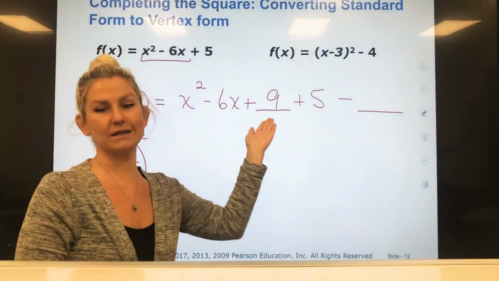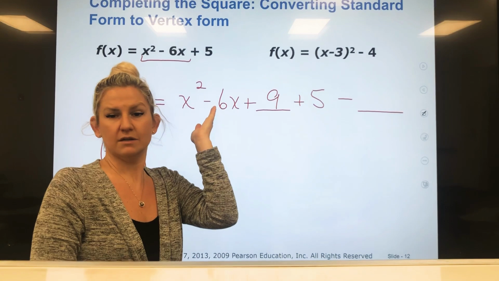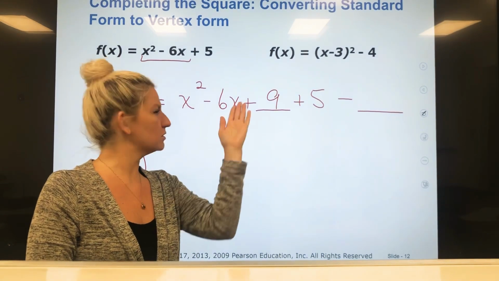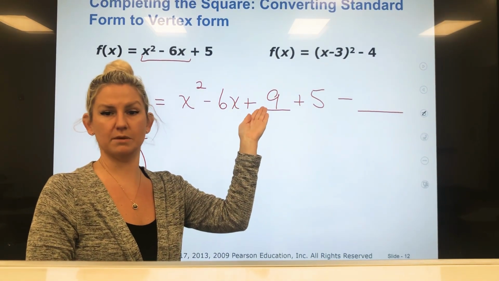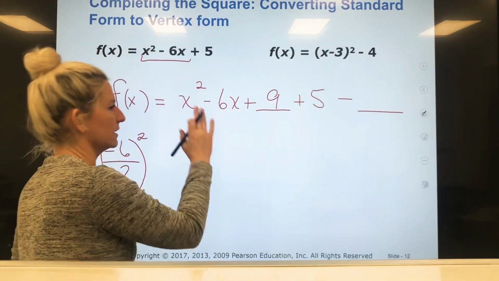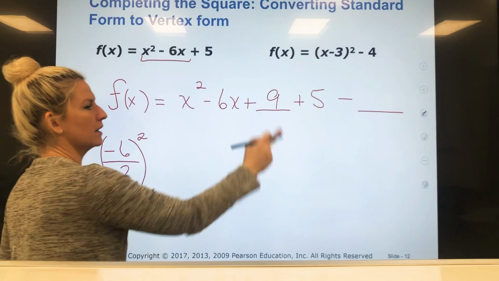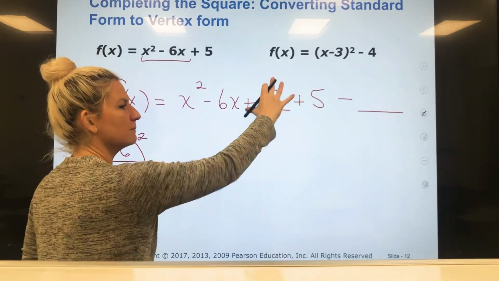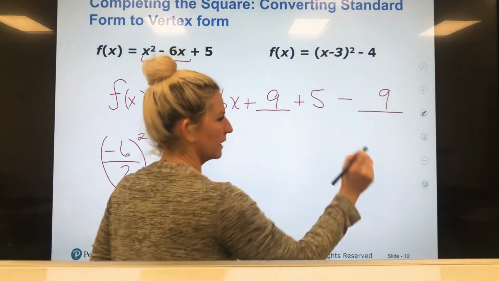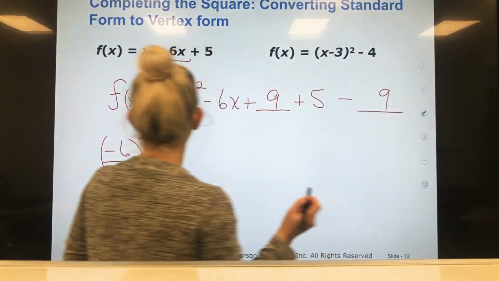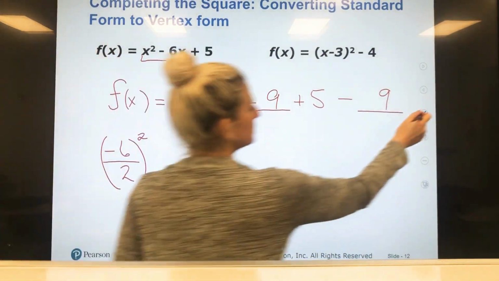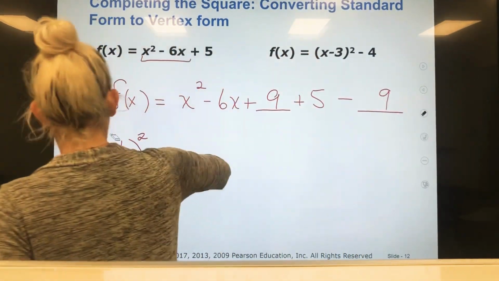It's always going to be positive, because a negative times a negative is positive, so you don't even have to worry much about the sign. I'll say it again: half of negative 6 is negative 3, and negative 3 squared is positive 9. So I'm adding 9, and then I'm going to subtract 9. Now, I'm going to erase this so it's not in my way.